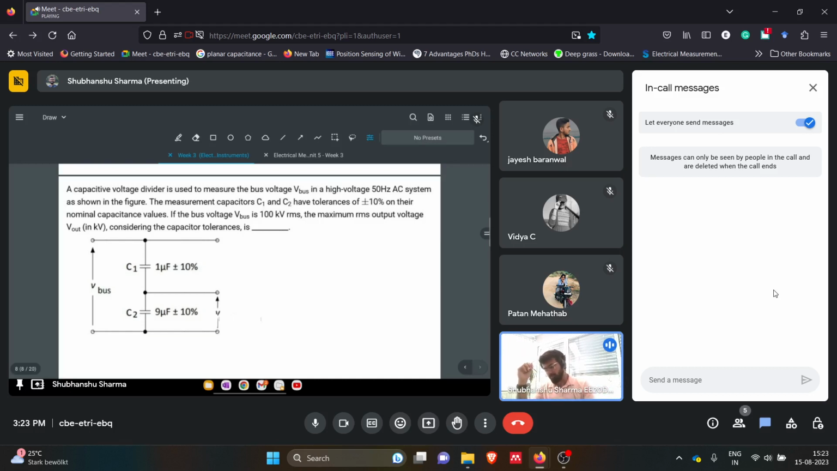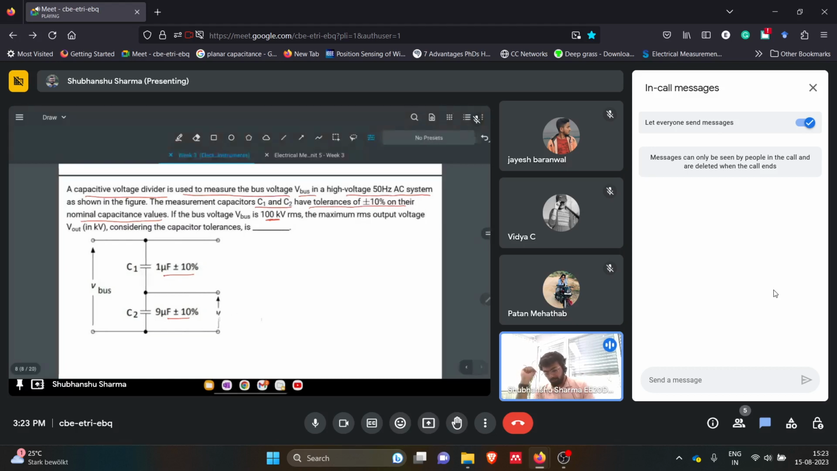I'm just reading the question. A capacitive voltage divider is used to measure the bus voltage. So they had some bus voltage which will be of a very high value, V bus, yeah, they are saying 100 kV, in a high voltage 50 hertz AC system. So they are talking about these power lines as shown in the figure. The measurement capacitors C1 and C2 have tolerances of plus minus 10% on their nominal capacitance values, which is also mentioned here.